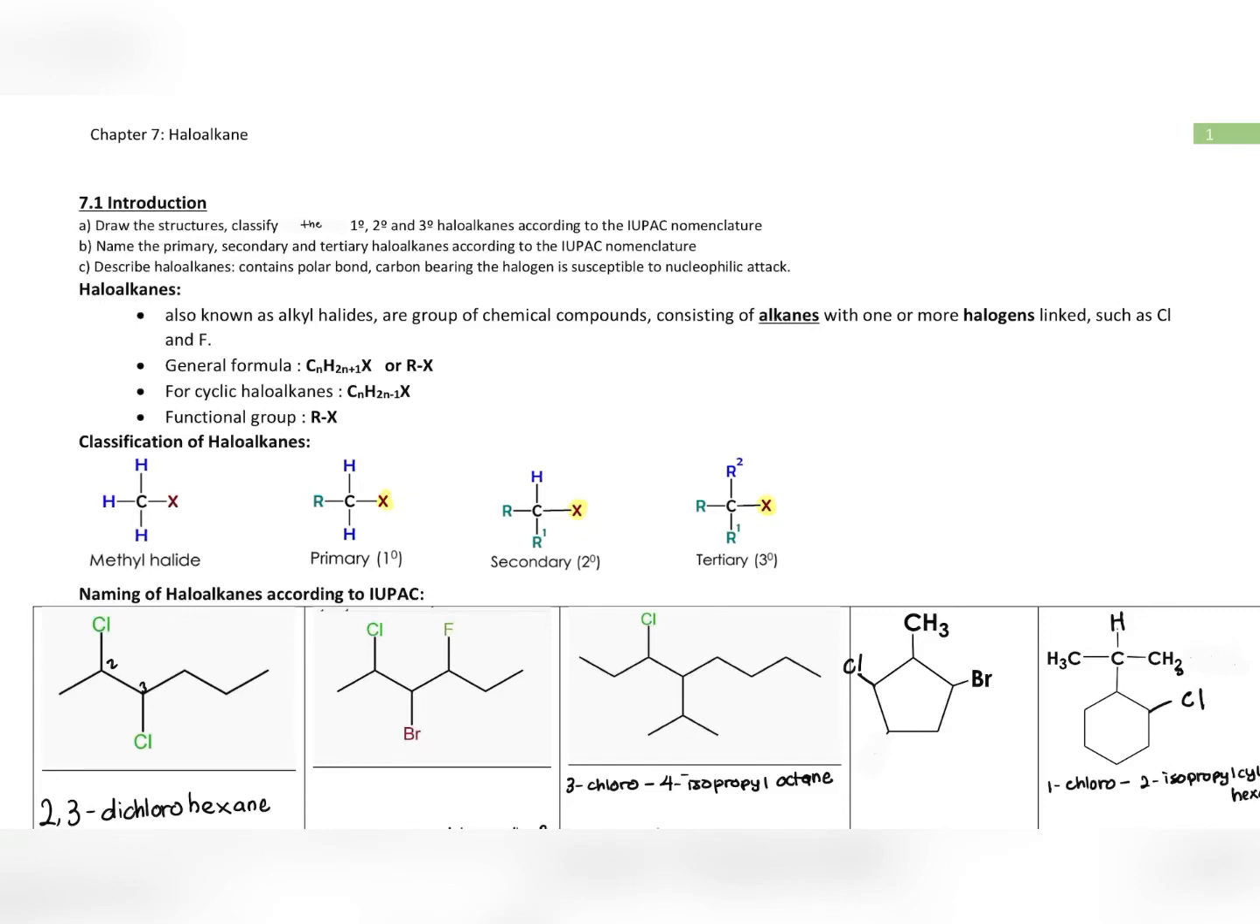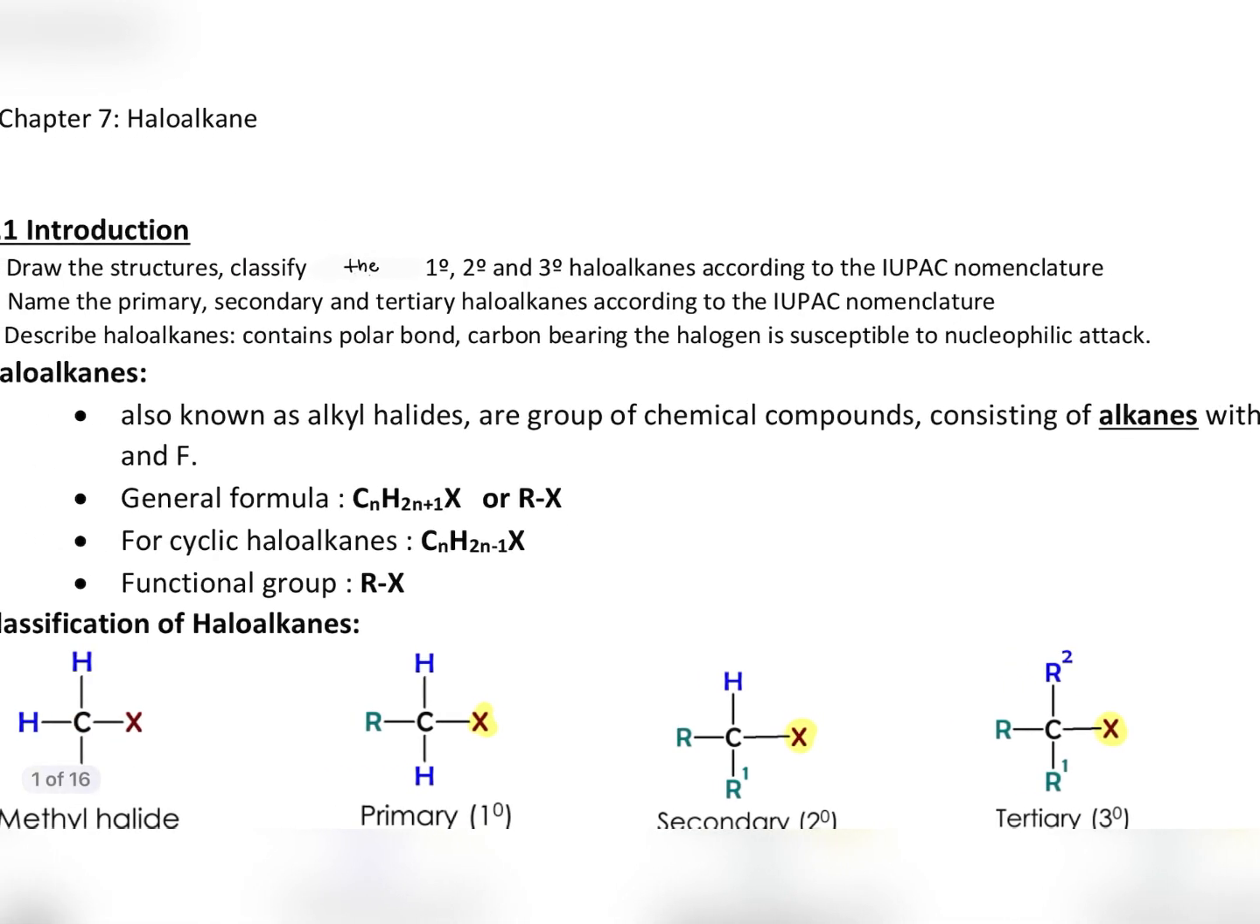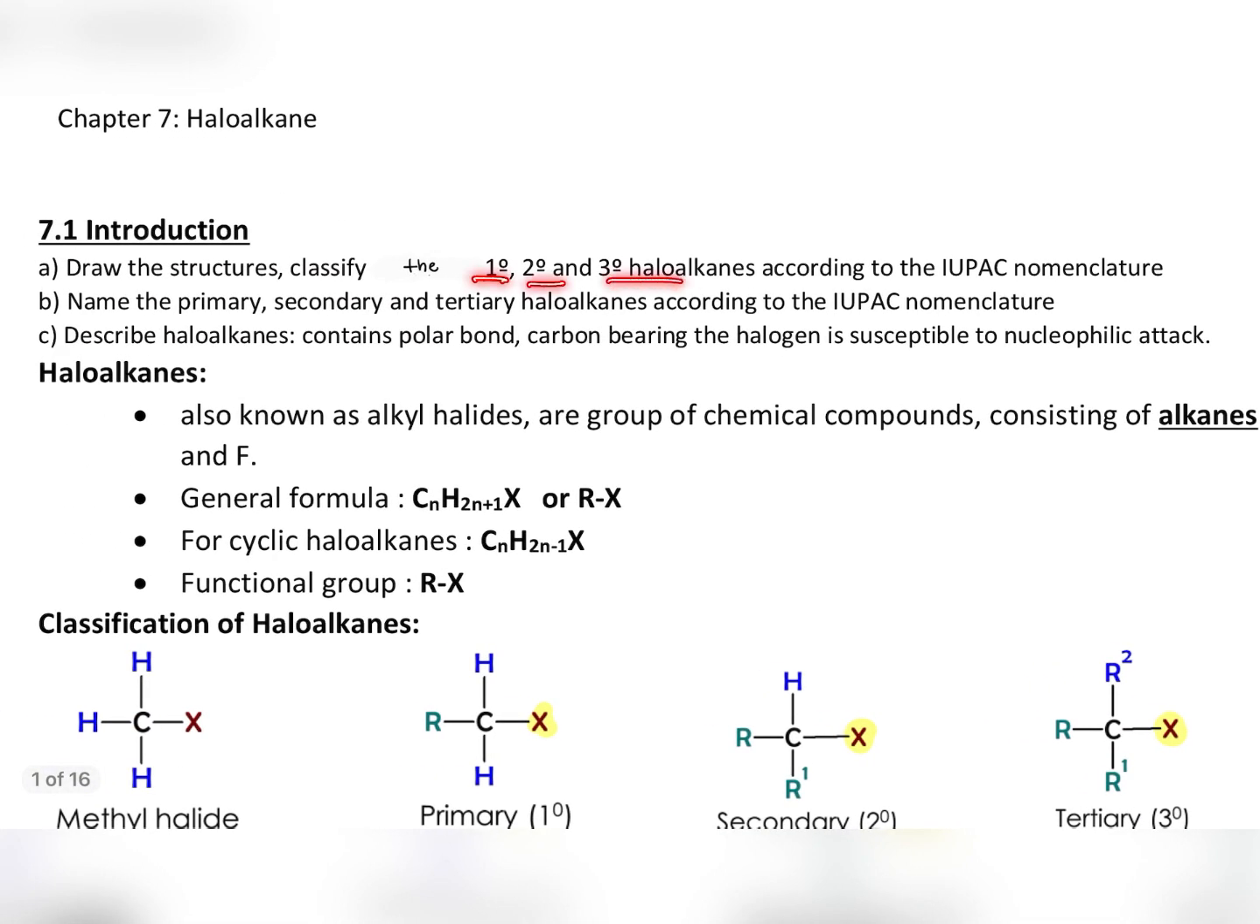So for this video kita akan tengok chapter 7 Haloalkane. So for the first video we will go through 7.1 the introduction. So for the first part kita akan tengok draw the structure and classify the primary, secondary and tertiary haloalkane according to IUPAC, and then name the primary, secondary, tertiary haloalkane. And next we will describe what haloalkane is.